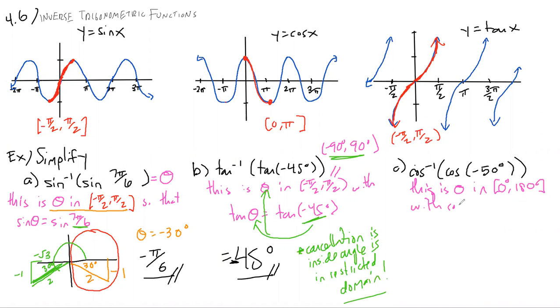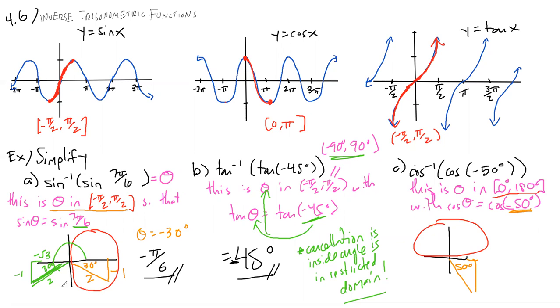with cos theta equals cos of -50 degrees. So for 0 to 180, that means it has to be in the top half of the xy plane. And I want the same cos as -50. So if I were to draw -50, that would come down here by 50 degrees. So my reference angle would be just 50.